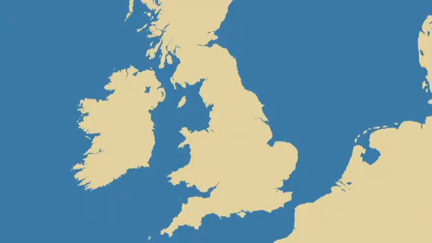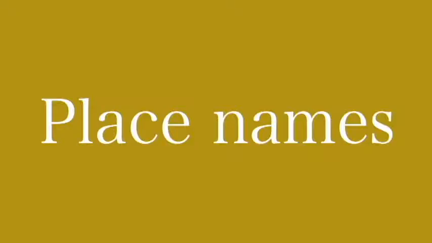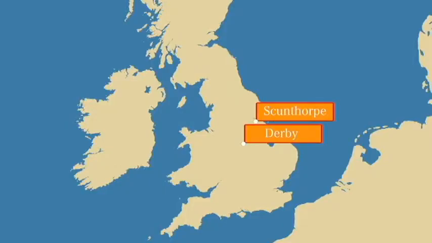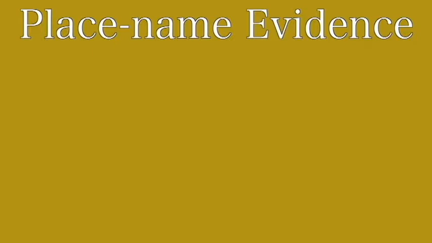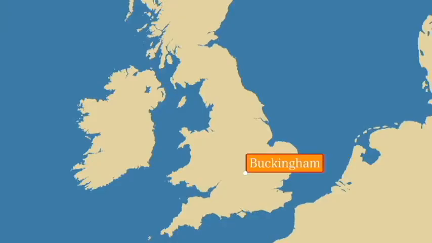One way of potentially telling how many Vikings settled is by looking at place names. As a very general rule, the names of Viking-founded towns tend to end in either by or thorpe, such as Derby or Scunthorpe, whereas Anglo-Saxon towns tend to end in tun, ham or bury, such as Luton, Buckingham or Shaftesbury.